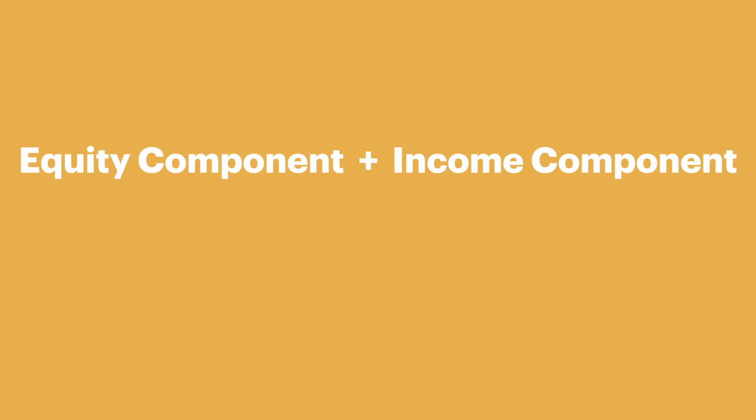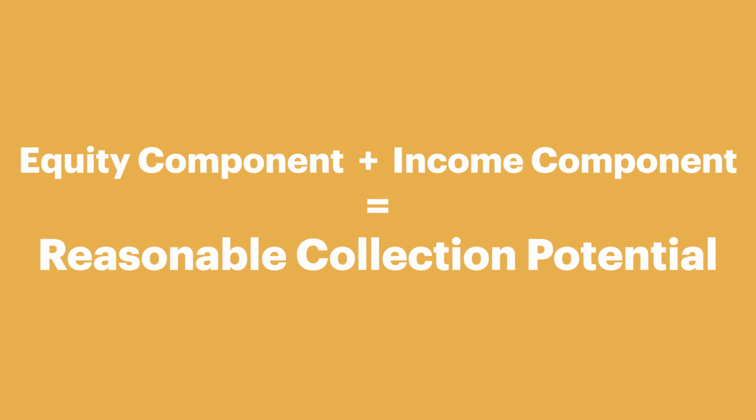So let's get right into it. How do we calculate the reasonable collection potential? Well, what you need to know at a basic level is that your reasonable collection potential has two components, okay? There's the equity component and there's the income component. And the sum of these two components yields your reasonable collection potential. So we're going to approach these two components and calculate them in turn, starting with the equity component and then moving on later in the video to the income component.